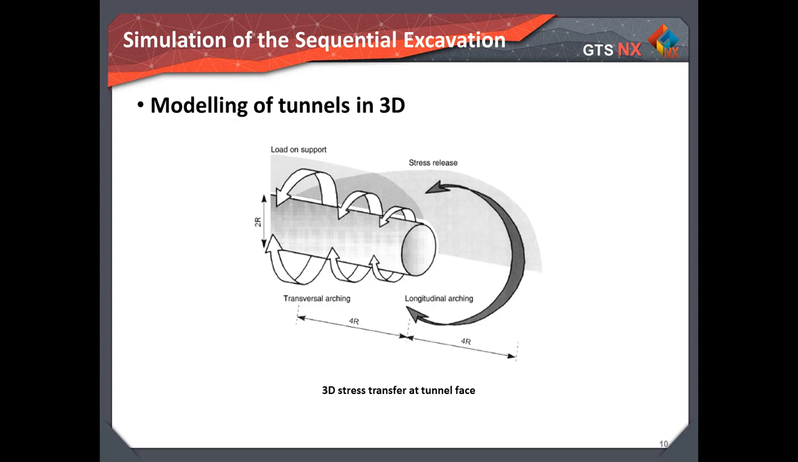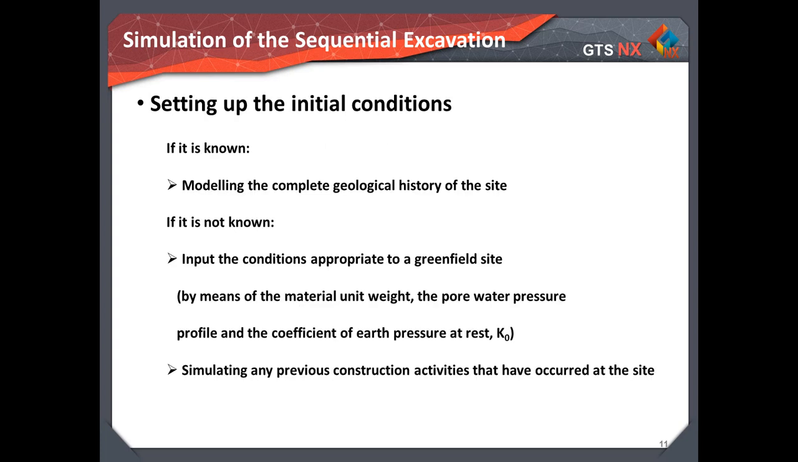The correct simulation of the 3D load transfer occurring ahead of and behind the tunnel face, and resulting transverse and longitudinal arching around the unsupported section at the tunnel face, is of particular importance. Following the generation of a suitable finite element mesh, before the effect of tunneling activities can be analyzed, the initial conditions in the ground must be established. This can be achieved by modeling the complete geological history of the site if it is known.